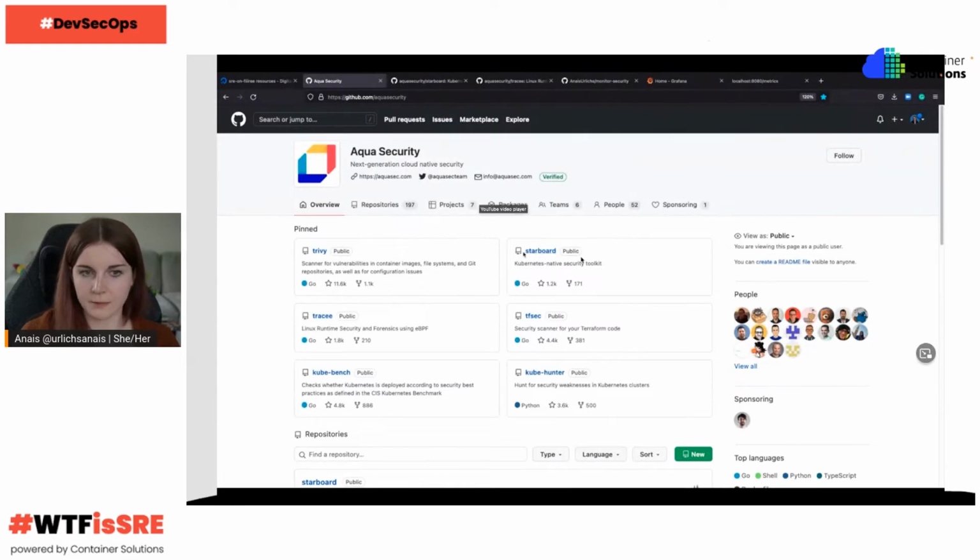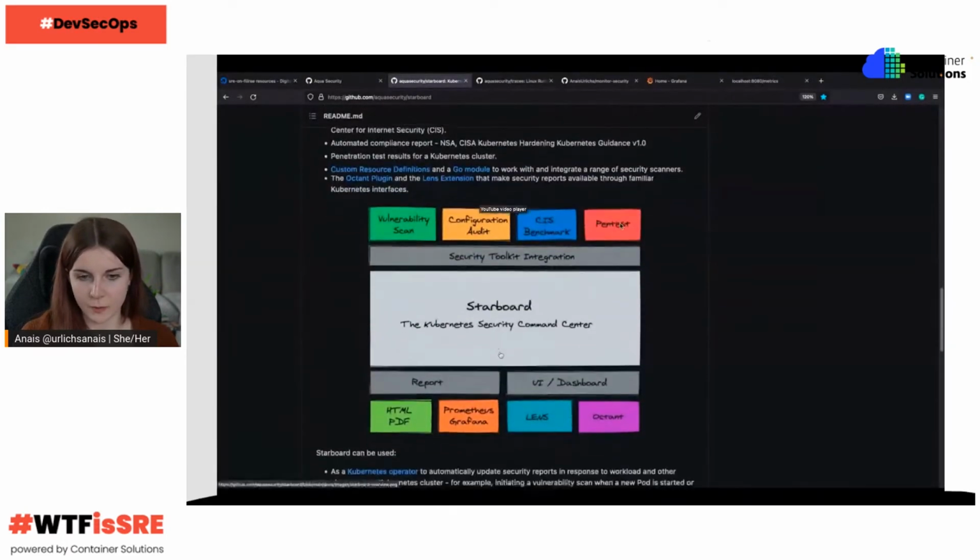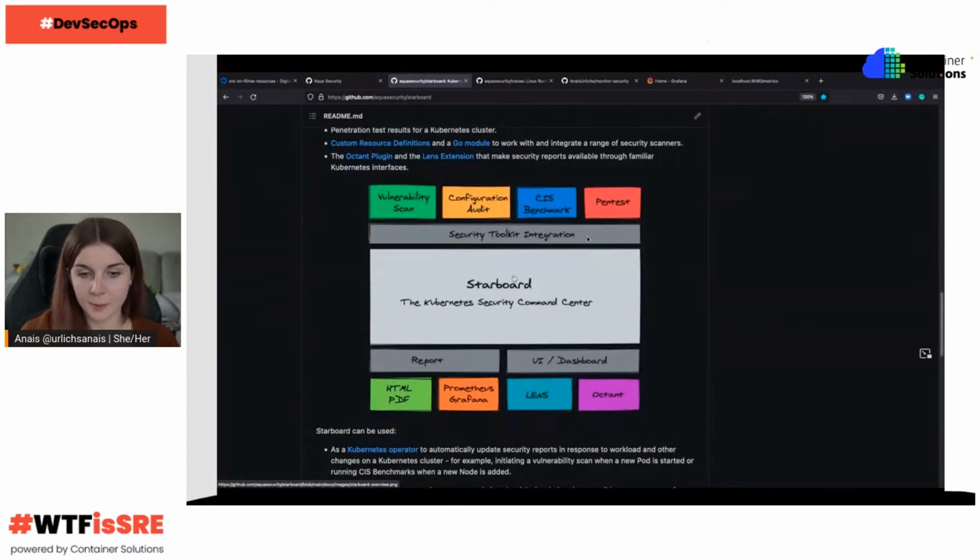So this is the Aqua Security GitHub account, and here are all of our open source tools. Now, you don't have to sign up to Aqua Enterprise or anything related to use those open source tools. Starboard is an operator that lives inside of your cluster, so you install it as Kubernetes resources, and then upon installation, it uses different scanners to do vulnerability scans. For example, it uses Trivy to do vulnerability scans within your cluster of pods or replicas, depending on which is the higher-level resource, and then it does configuration audit reports, CIS benchmark reports, and pen testing. We also added NSA reports just recently, which is not included here.